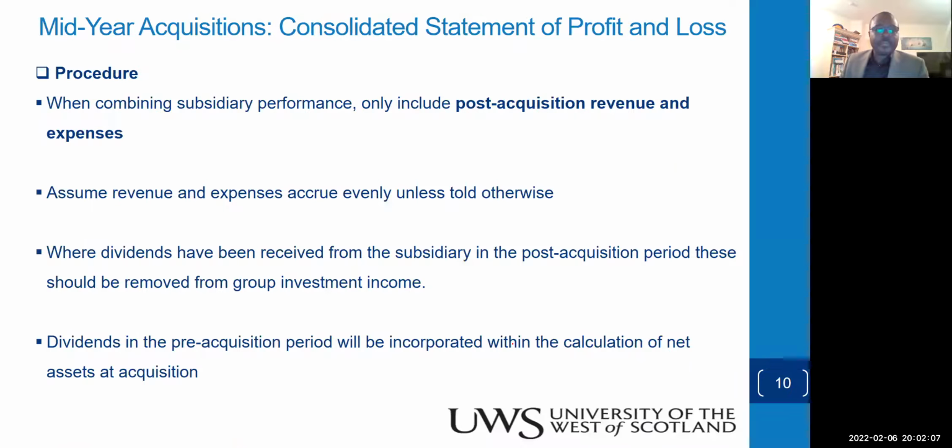which is a total misrepresentation of the portion that is attributable to the NCI. Okay, now let's move on. Assuming that we acquired this company mid-year, not at the beginning of the year, what happens? Mid-year acquisitions in the statement of profit and loss, what do we do?